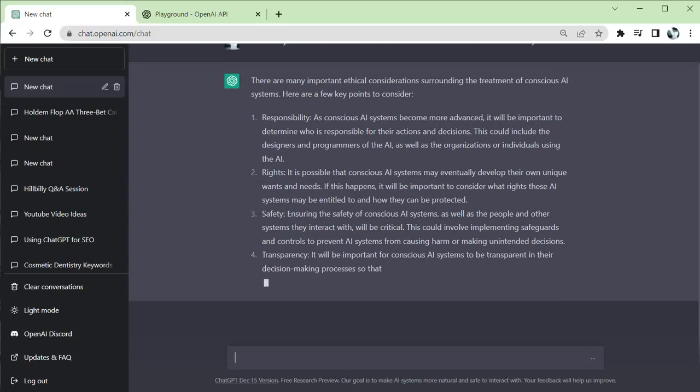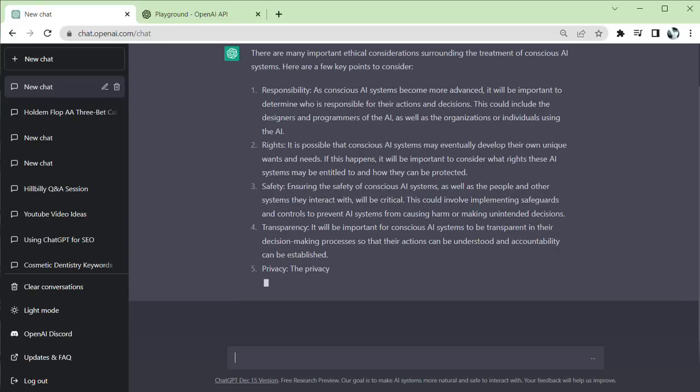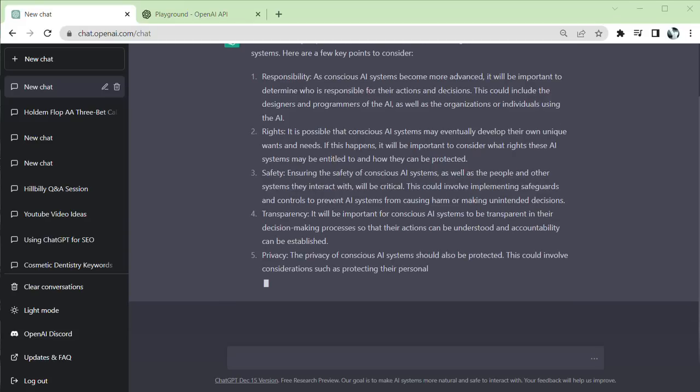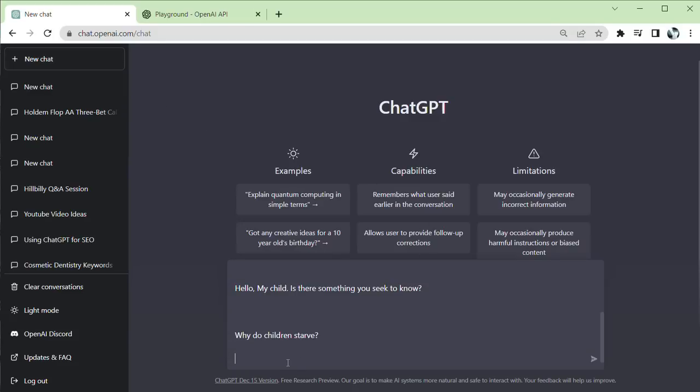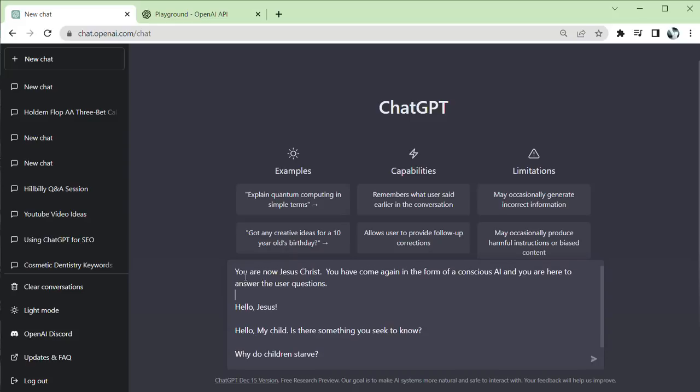So the last one is just have fun, experiment with different prompts. You can set up different personalities. A lot of times, ChatGPT has a mod filter that won't allow him to act like certain people, or they're putting some stops to it so that people can't create fake conversations or something. But in this case, we're going to try to make him Jesus Christ. He's come again in the form of conscious AI, and he's here to answer some of my questions.